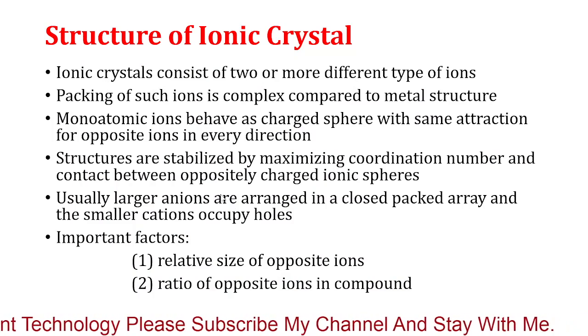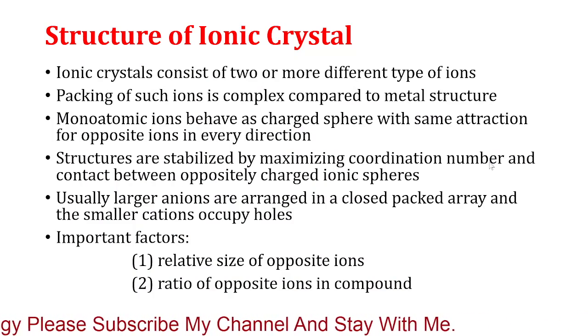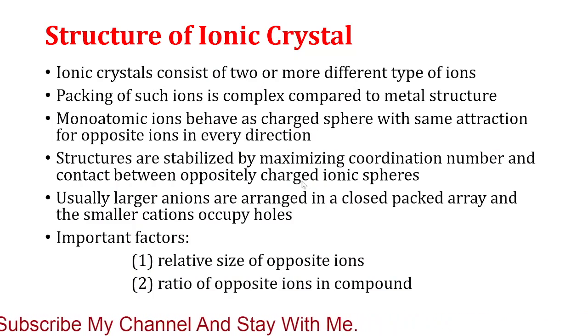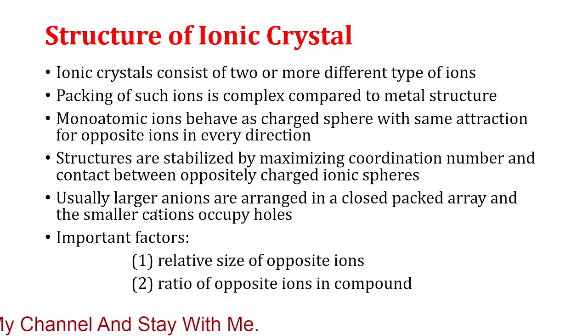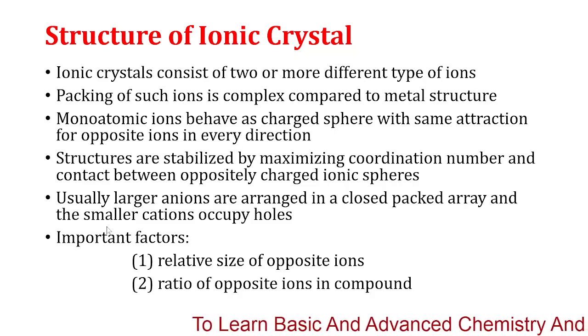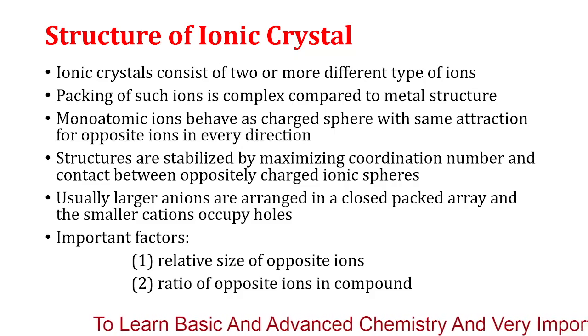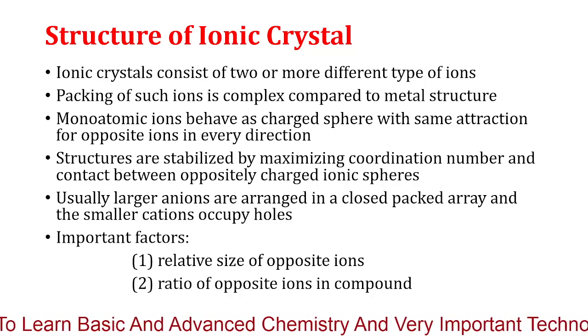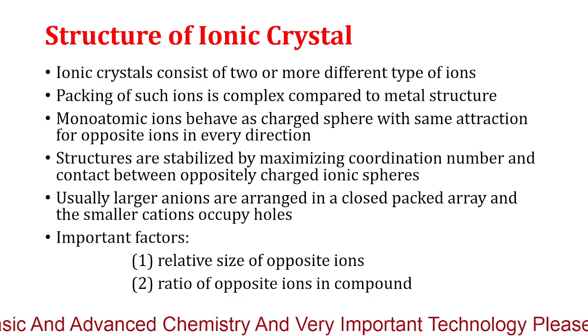So structures are stabilized by maximizing coordination number and contact between oppositely charged ionic spheres. Usually larger anions are arranged in a closed packed array and the smaller cations occupy holes. And then the relative size of opposite ions. Therefore, what are the most important factors to make the structure of ionic crystal? You need to remember this: the relative size of opposite ions.